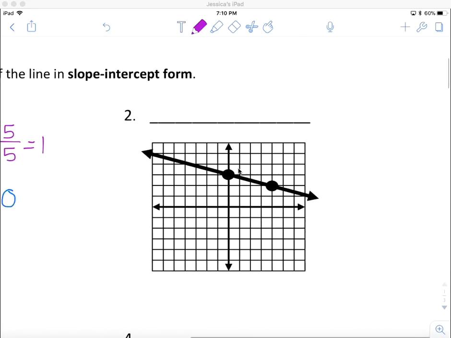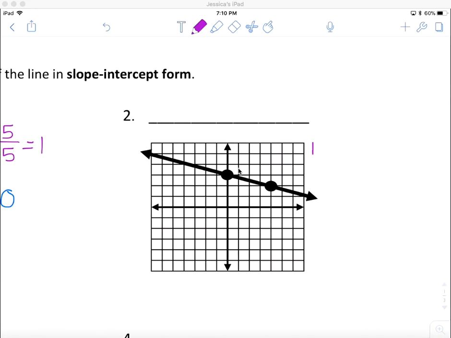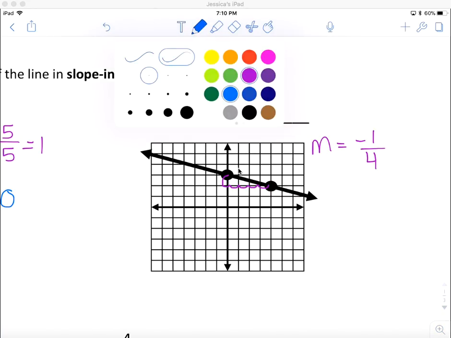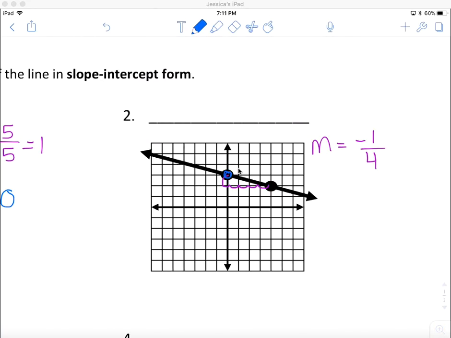Let's look at number 2. On number 2, my slope is going down 1 over 1, 2, 3, 4. I am rising negative 1. I am running positive 4. My y-intercept is crossing the y-axis at 3. So, plugging these two things in, I would write my answer as y equals negative 1/4 x plus 3. We plug in our m, we plug in our b.